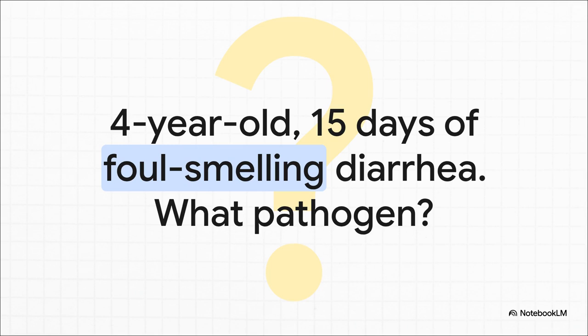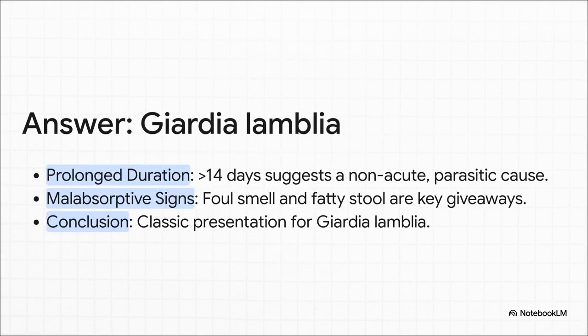Okay, let's apply this. Here's a clinical scenario. A 4-year-old child comes in with 15 days of foul-smelling, fatty diarrhea and cramps, no travel history. Considering the duration and the specific character of the symptoms, which pathogen is jumping to the top of your list? The answer is Giardia lamblia. The key clues here are the chronicity. It's pushing past that 14-day acute window, and those are hallmark signs of malabsorption. This combination points directly away from your typical acute bacterial or viral causes and squarely toward this common parasite.